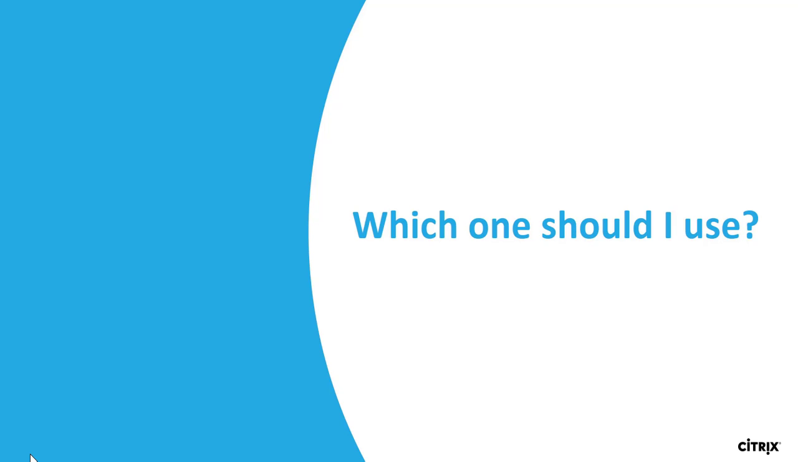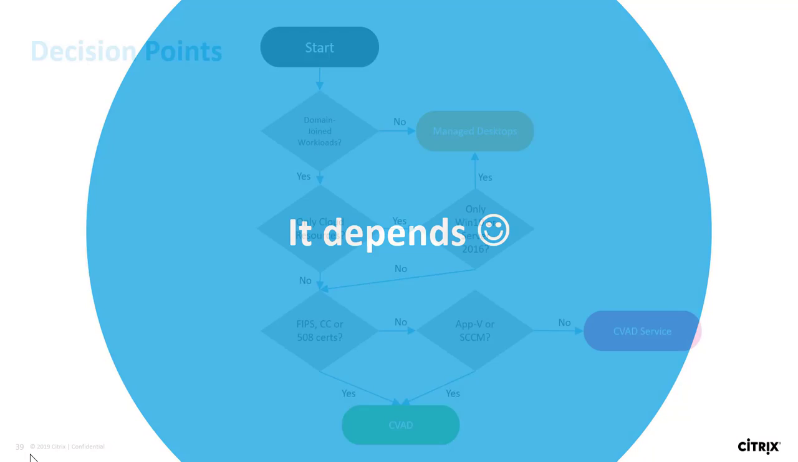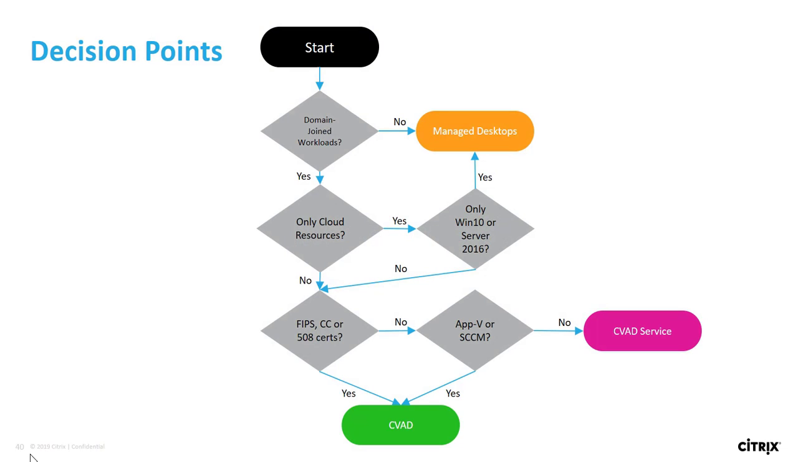Well, as in most cases, it depends. But we're here to show you at least a few ways to figure out what is the best one in your current situation. So let's take a look at this flowchart. The first question that you need to ask yourself is, do you want domain joined workloads? If there are specific workloads that are not domain joined, then Citrix Managed Desktops is your answer.